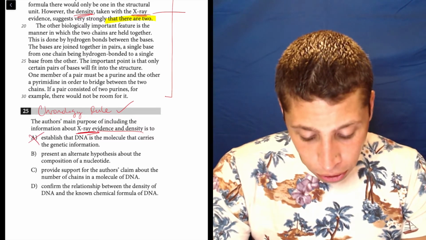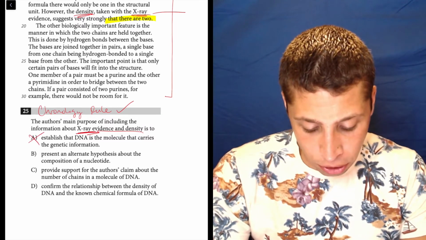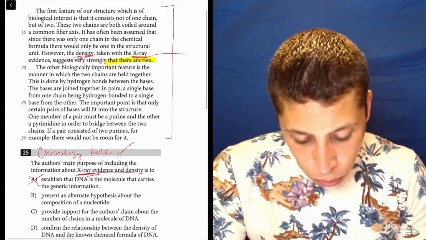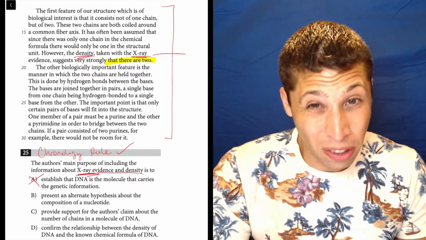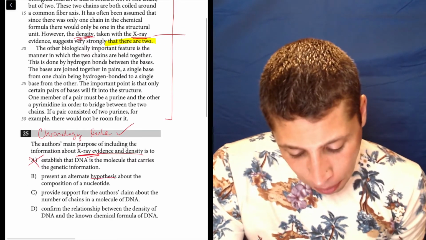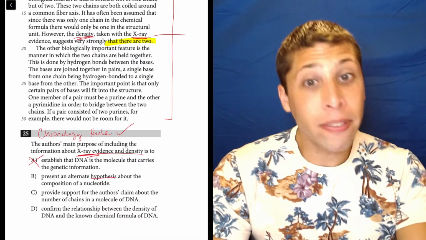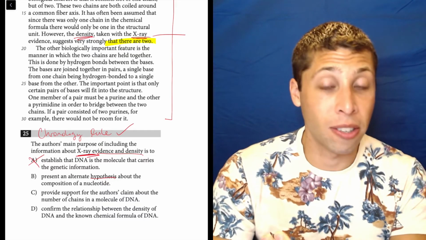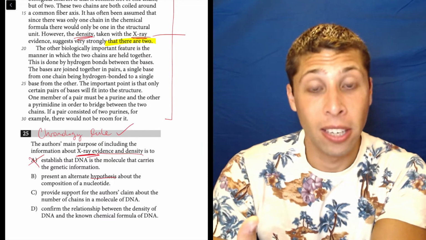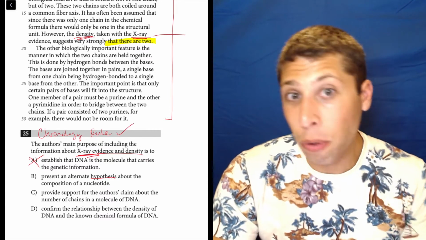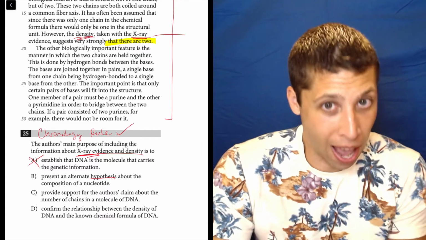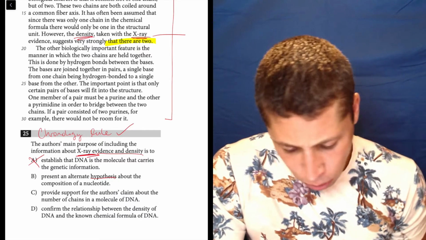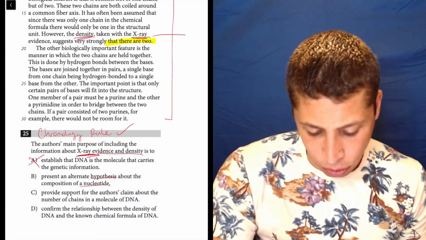B, present an alternate hypothesis about the composition of a nucleotide. Well, I don't think so. An alternate to what? I mean, I guess maybe that there's one chain? But it's not a hypothesis. They've come up with evidence. They have a real reason to believe it. A hypothesis is what you do first. It's like a guess, and then you use evidence to prove the hypothesis right. They have the evidence. That's what the X-ray stuff is there for. Nucleotide is also weird. I don't know. That choice just seems random.